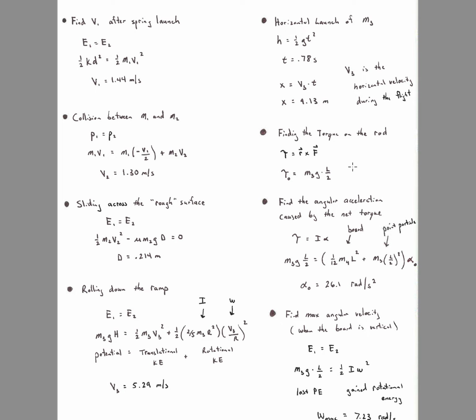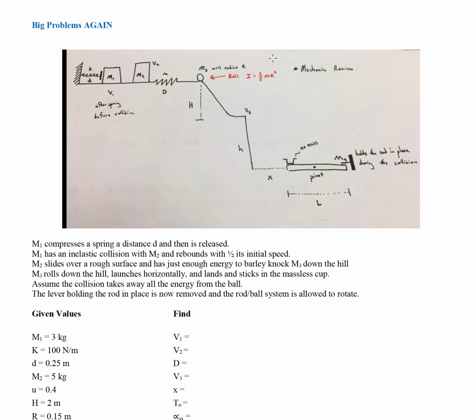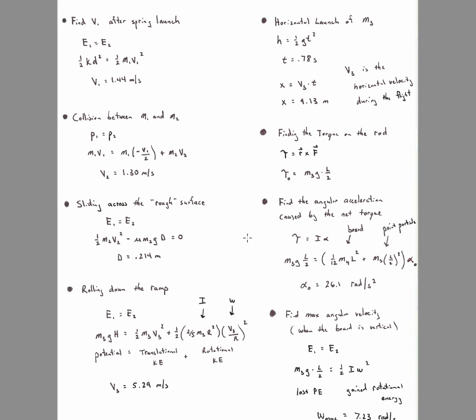The torque on the rod is just going to be the force and the lever arm. Now, if you look at it, the force is just going to be mg, and the lever arm, well, that's just L over 2. Okay? So that's the torque. The initial angular acceleration caused by that torque, well, torque equals I alpha. You want to find alpha, you need a torque.